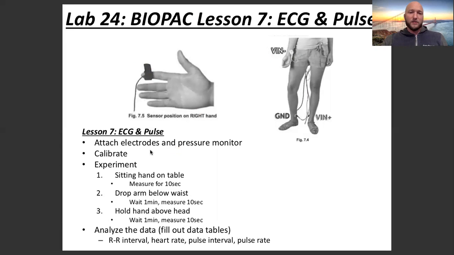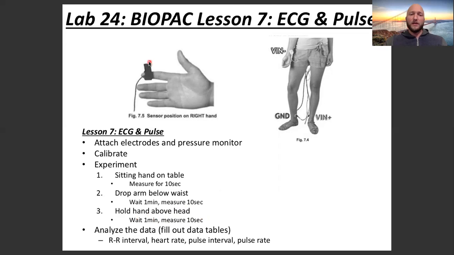We're going to attach the electrodes and pressure monitor. We're going to calibrate, so there's always a calibration phase with the BioPack. And then we're going to have that student sit with their hand on the table, and we're going to measure both recordings for 10 seconds. Or they're going to have them drop their arm below their waist, wait for a minute and then measure for 10 seconds. Or they're going to have them hold their hand above their head, wait 1 minute, and record for 10 seconds their ECG reading and their pulse pressure reading.